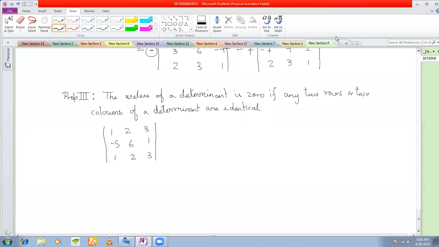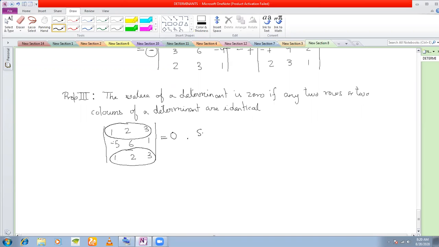Of this determinant? By finding the minors and cofactors? No, what you see is that this row and this row are the same, right? Isn't it? Yes, sir. That means I can directly write the value of this to be 0. Understood?